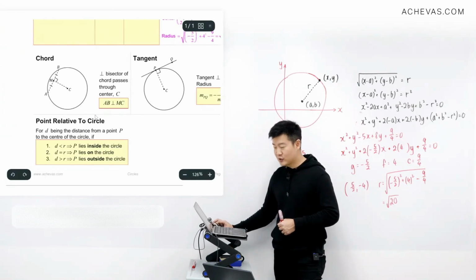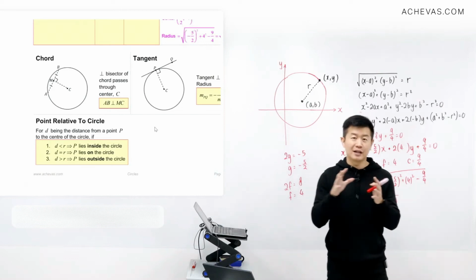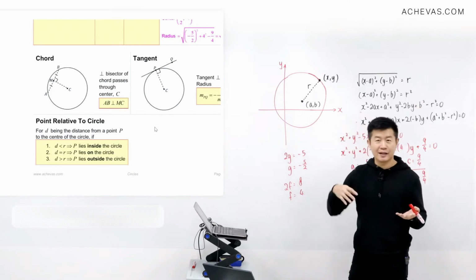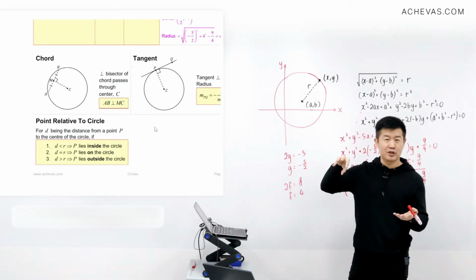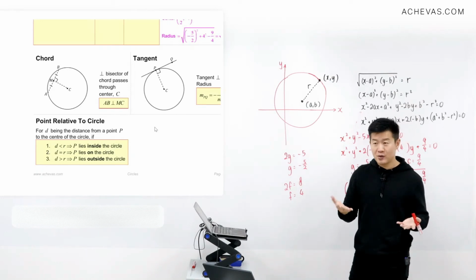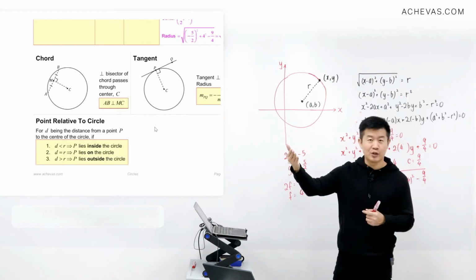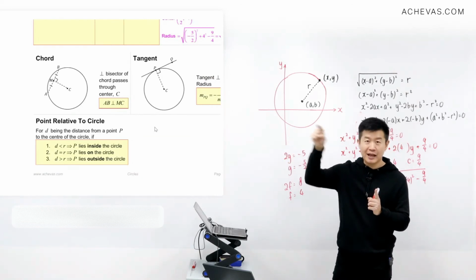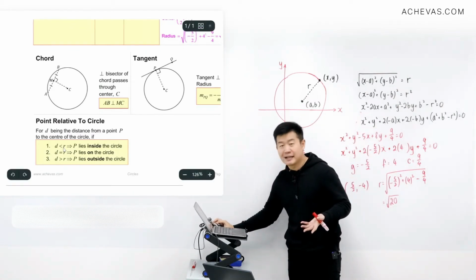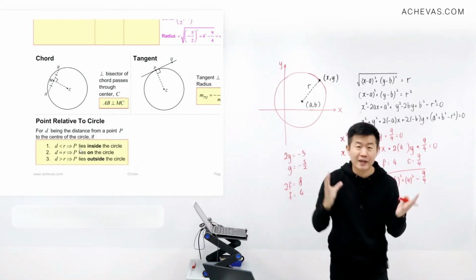The last one is going to be talking about the relationship between a point and a circle. And for that, we will usually be asked about whether this point is lying outside the circle, on the circumference of the circle, or inside the circle. We will usually be asked to verify which case it is. And this is actually very easy also, because what we can do is to find the distance between that point and the center of the circle. And if we were to find that the distance is less than the radius, then we will immediately know that this point has to be lying within that circle.